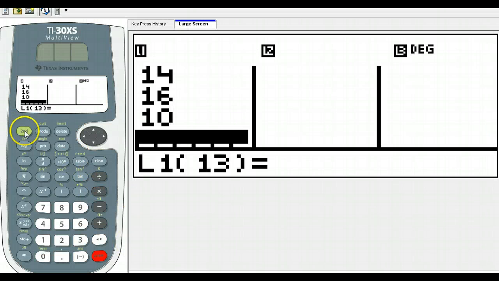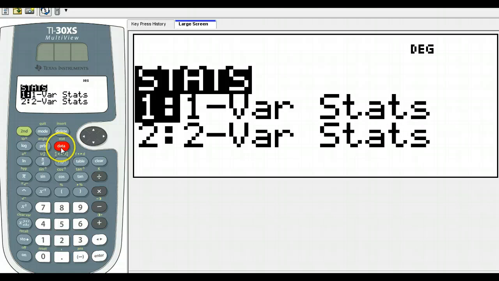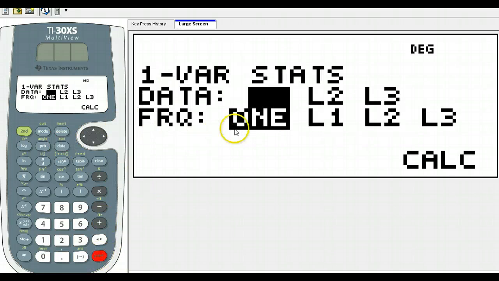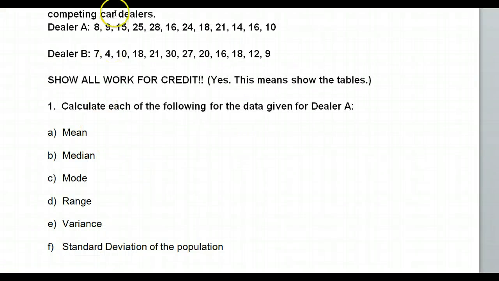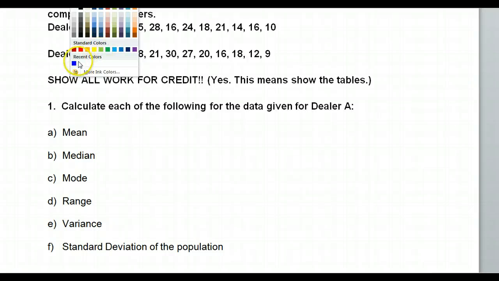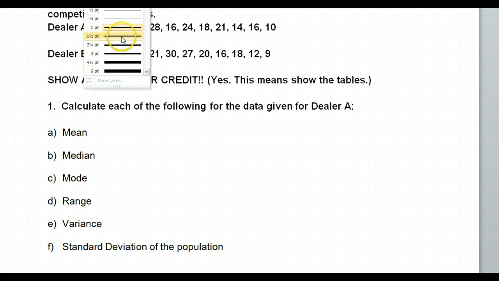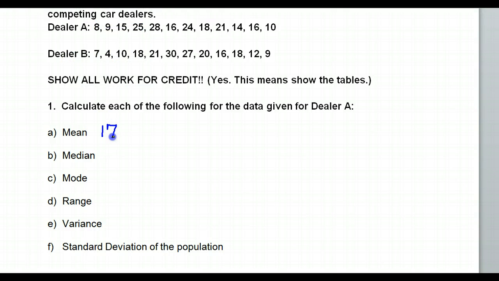Okay, hit second, data, to get the statistics menu. Hit enter for one variable statistics. I put the information in list 1, so just hit enter until you get to this. So X bar is my mean, so the mean is 17. Write that down. So the mean is 17.